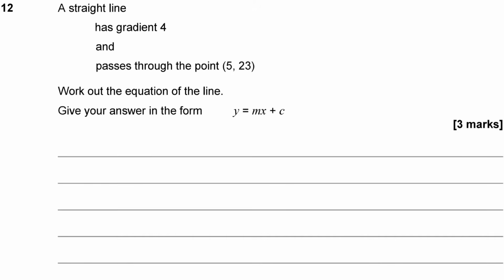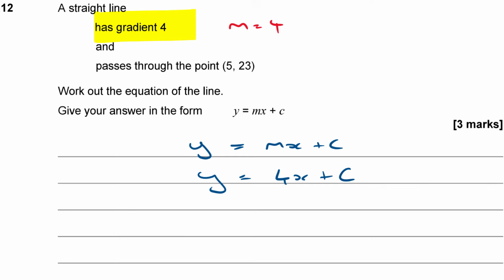Question 12. A straight line has gradient 4 and passes through the point (5, 23). Work out the equation of the line. Give your answer in the form y equals mx plus c. Okay, so we know that the equation of this line is of the form y equals mx plus c, and we're told here that the gradient is equal to 4, and that means m equals 4. So I know the equation already is of the form y is equal to 4x plus c then. So all I really need to do is find c.